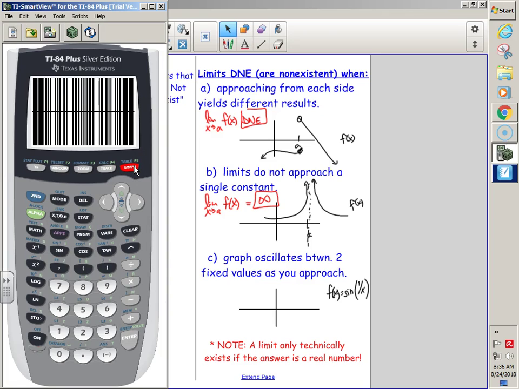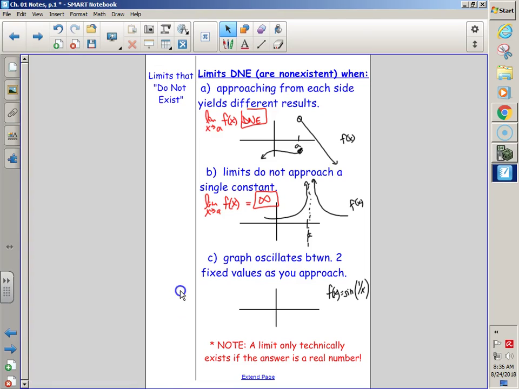We are so close to 0, and it keeps freaking out more and more. This is the case where the graph oscillates between two fixed values as you approach. I do not have this graph memorized as far as when it's going up and when it's going down. But as you zoom in more and more towards 0, it just gets worse and worse. It's bouncing faster and faster. So this is an idea of oscillating between two fixed values. It's not approaching any value.